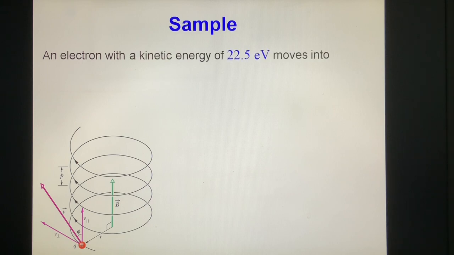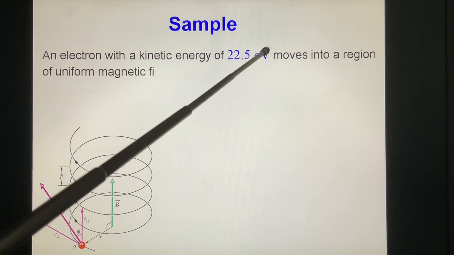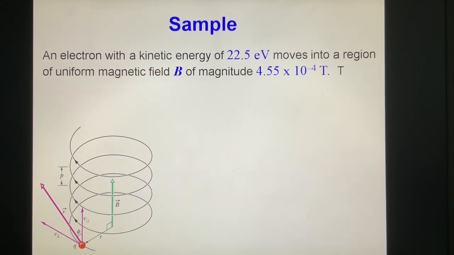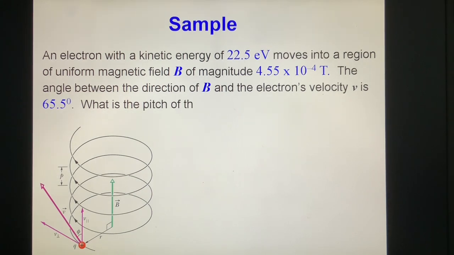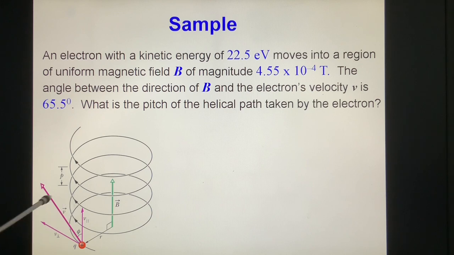Sample. An electron with a kinetic energy of 22.5 electron volt moves in a region of uniform magnetic field B of magnitude 4.55 times 10 to the minus 4 Tesla, about 4.55 Gauss. The angle between the direction of B and the electron's velocity v, phi, is 65.5 degrees. What is the pitch of the helical path taken by the electron? This is a very simple, straightforward question.